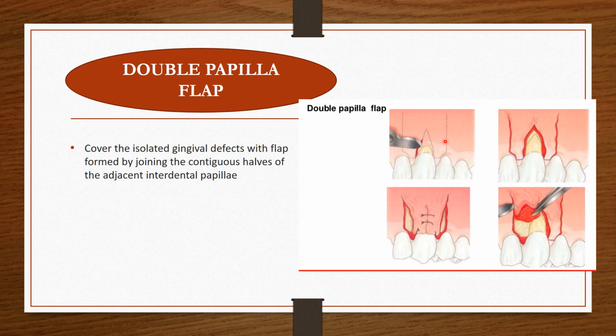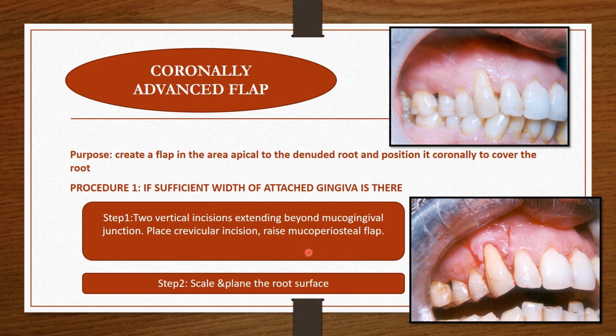Okay, but the disadvantage is that you can see that in the interdental area, the blood supply will be hampered, isn't it? The advantage is that we will be getting tissues from both sides if there is not enough adequate attached gingiva on one side of the adjacent area. You can take from both sides. Okay, so if sufficient width of attached gingiva is there, step one is two vertical incisions extending beyond the mucogingival junction. You have to make two vertical incisions extending beyond the mucogingival junction.